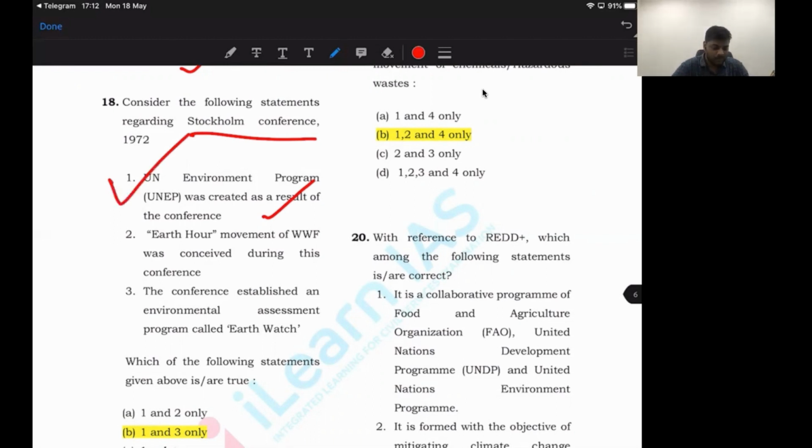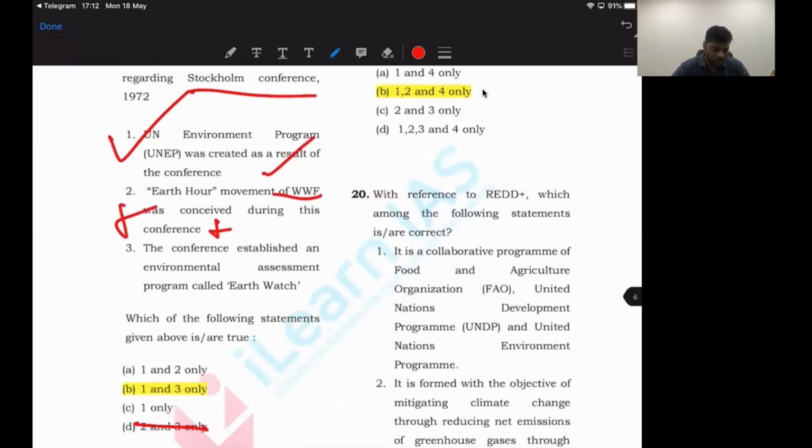Earth Hour movement of WWF was conceived during this conference, which is wrong. Earth Hour movement is relatively a new initiative, so 2 can be eliminated. If you can eliminate 2, then what about third one? The conference established an environmental assessment program called Earth Watch. So remember, Stockholm Conference initiated the program called Earth Watch, an assessment program, not Earth Hour. Okay, so take it as fact. B, 1 and 3 both are correct.